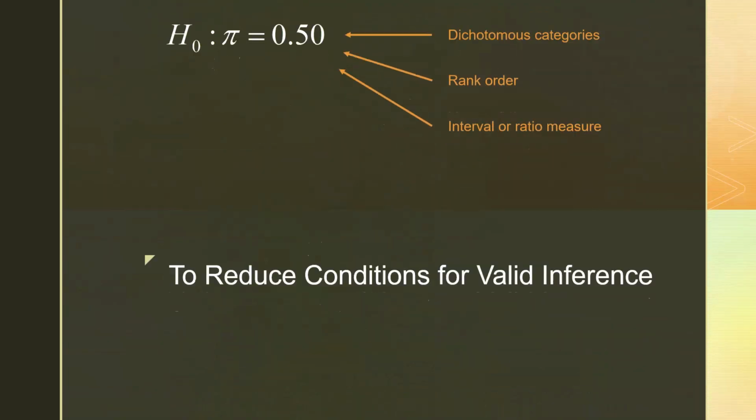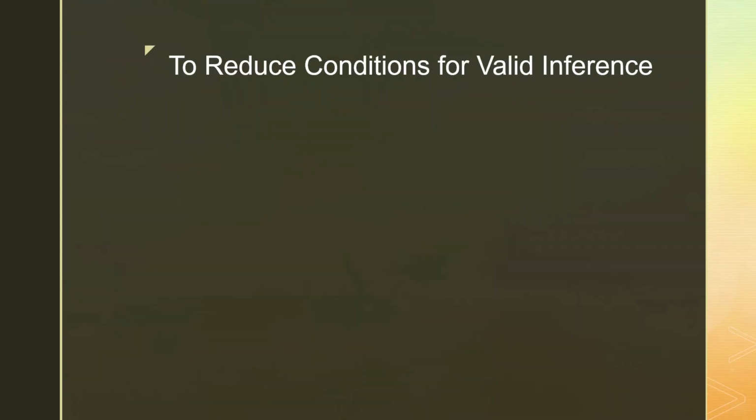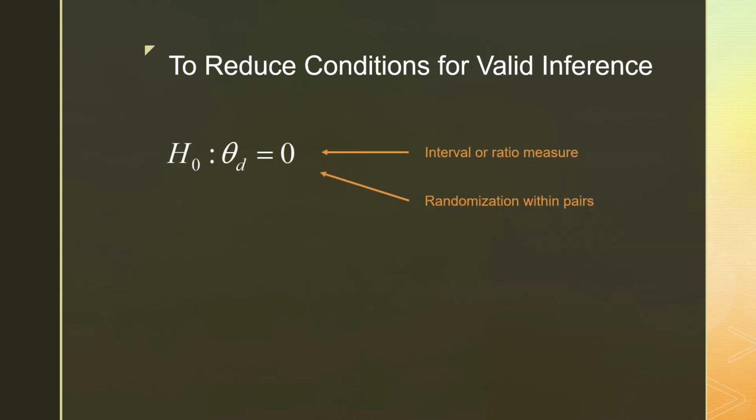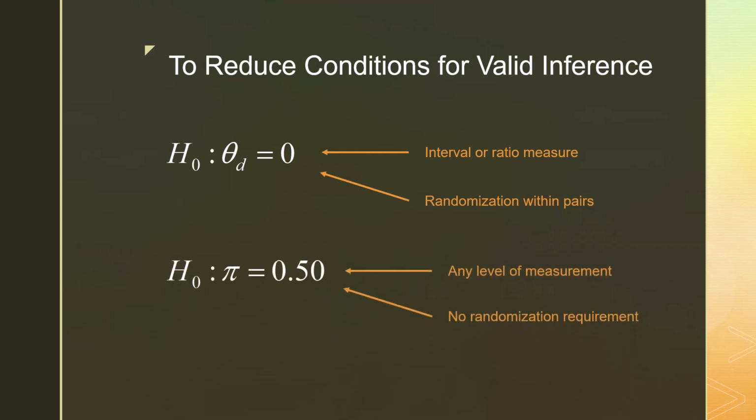We can use replacement scores to reduce the conditions for valid inference. Again, when we're using the null hypothesis that the median difference is equal to 0, we have two conditions that we could potentially change. We are using a quantitative measurement, and we randomize within pairs. If instead we're looking at a null hypothesis about proportional success, we can use any level of measurement, and no randomization is required. You could have two members of a matched pair that you were unable to assign to one condition or the other.